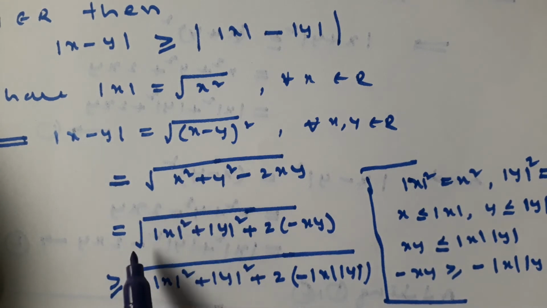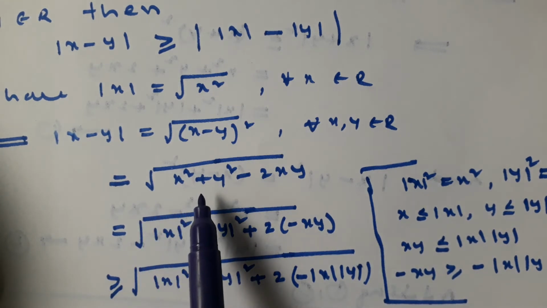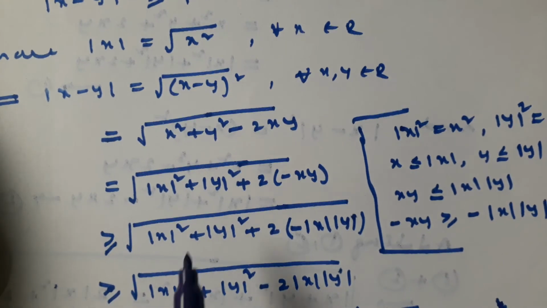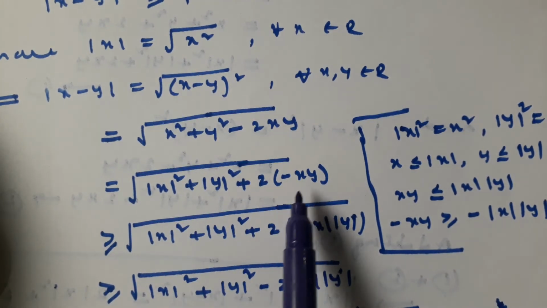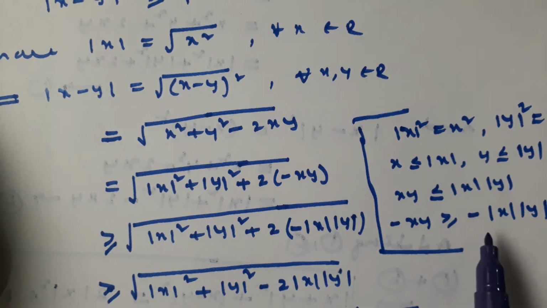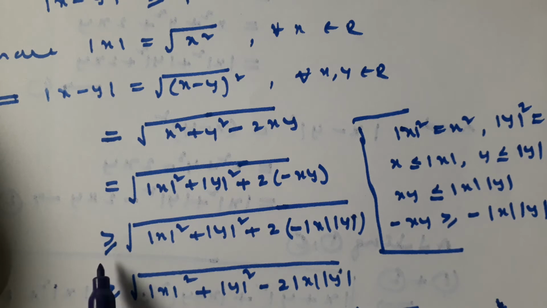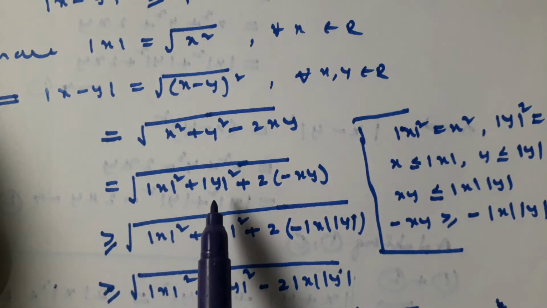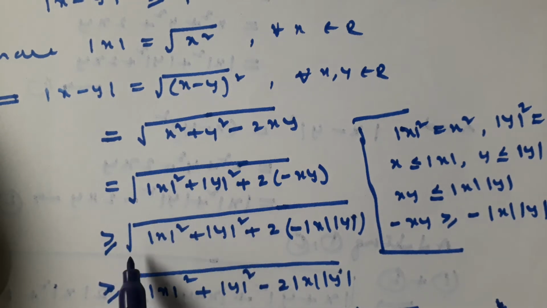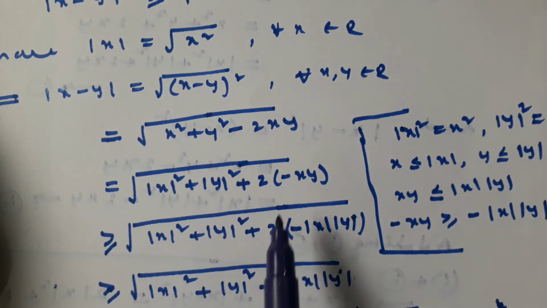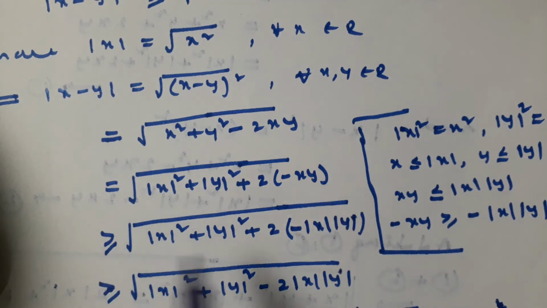this is equal to root of x square, which is mod x square, plus y square, which is mod y square, plus 2 into minus xy I shall write. So this minus xy is to be greater than or equal to minus mod x into mod y. Here I can substitute, and the sign will be greater than or equal to, I will write. The remaining are to be similar. So root of mod x whole square plus mod y whole square plus 2 into minus xy place is greater than or equal to minus mod x mod y.